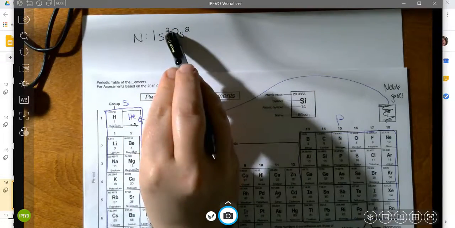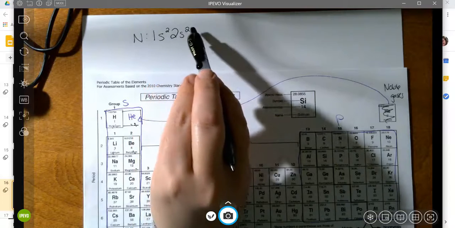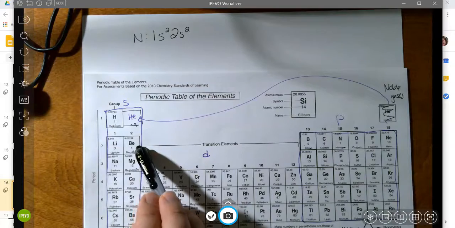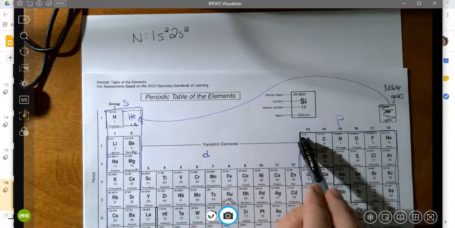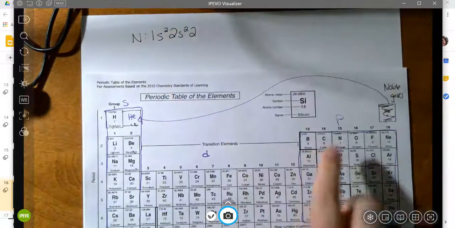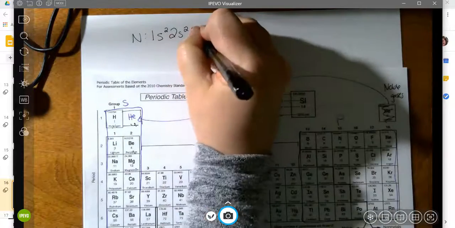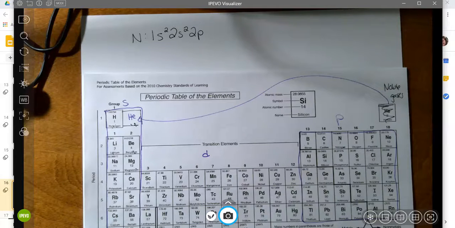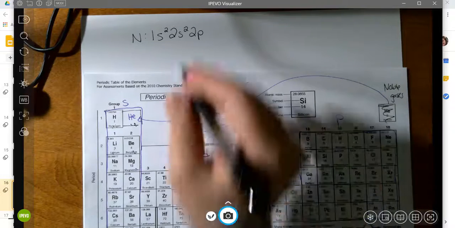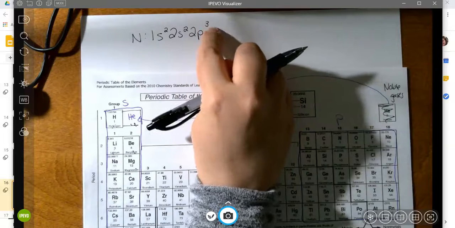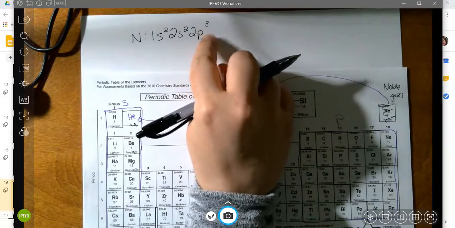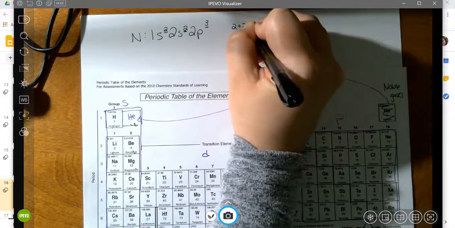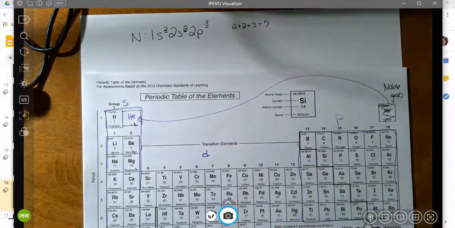So far I have 2 electrons in the first energy level S orbital, 2 electrons in the second energy level S orbital, but I haven't gotten to nitrogen yet, so I have to keep going. So now I keep going across this period. Now I'm still in period 2, but now I'm in the P block. So that means these electrons are going into P orbitals. So now I have to ask myself, how many squares do I go to get to nitrogen? 1, 2, 3. So that means that 3 electrons are going into the second energy level P orbitals. Okay? Now, when I look at all these superscripted numbers and add them together, 2 plus 2 plus 3 equals 7. I have 7 electrons.